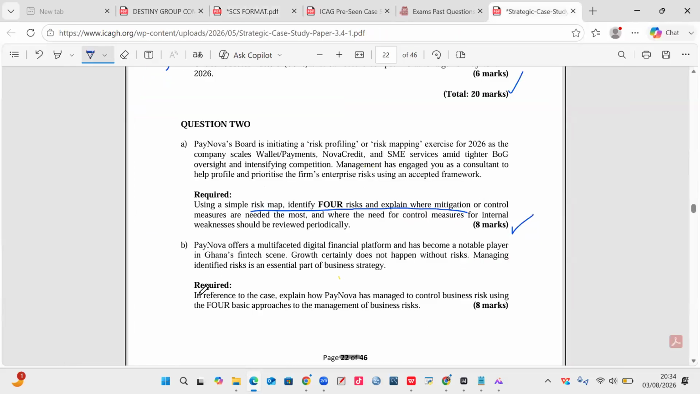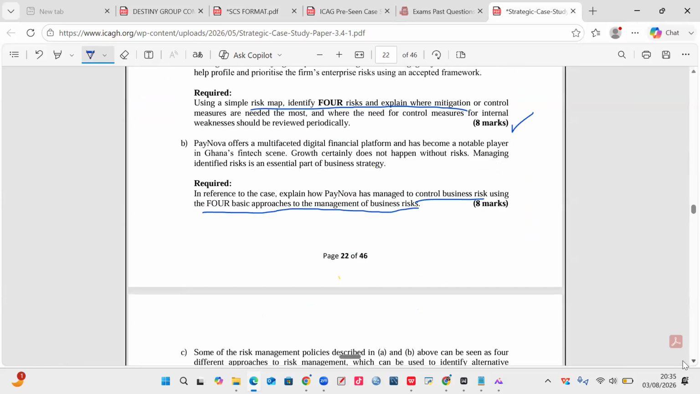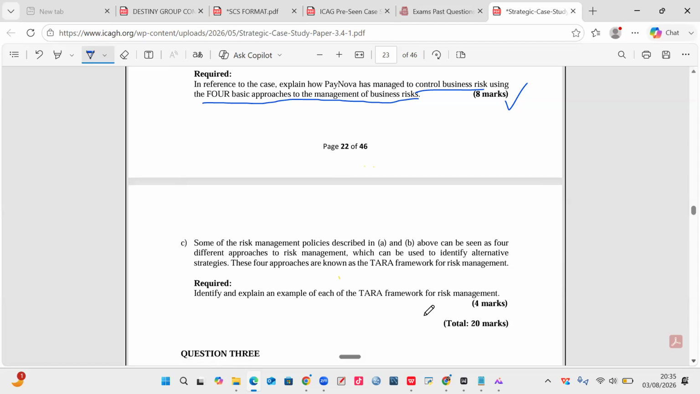They said, in reference to the case, explain how Peneba has managed to control business risk using the 4 basic approaches to the management of business risk. I get it, the 4 basic approaches to the management of risk. And explain where mitigation or control measures are needed the most. Okay, so here too is about risk, how to manage risk. I can even choose to use the TARA framework. It's another way of managing risk. Okay, the TARA framework is here. That is 4 marks.